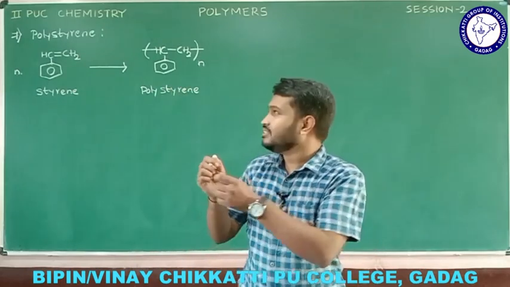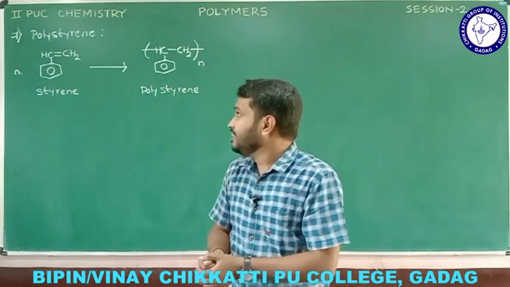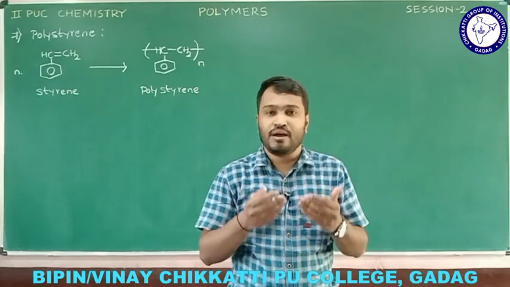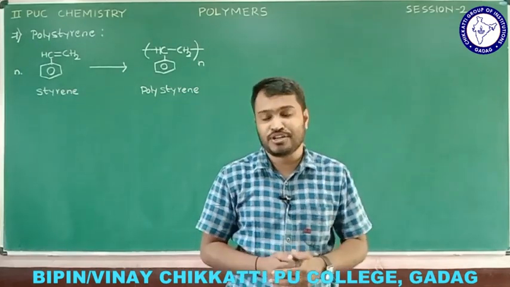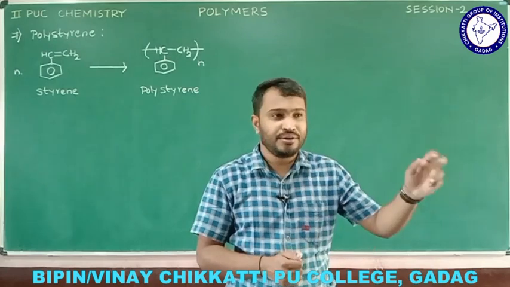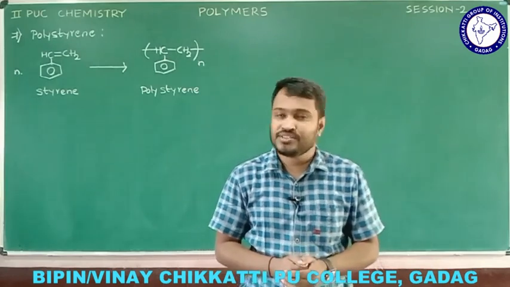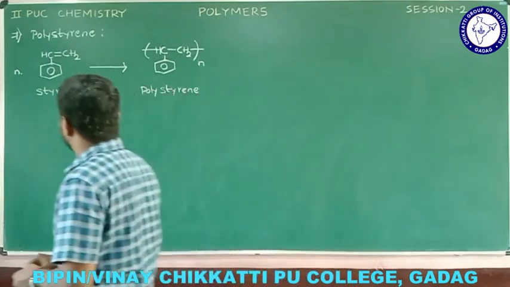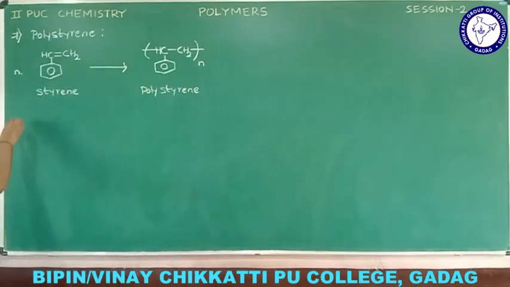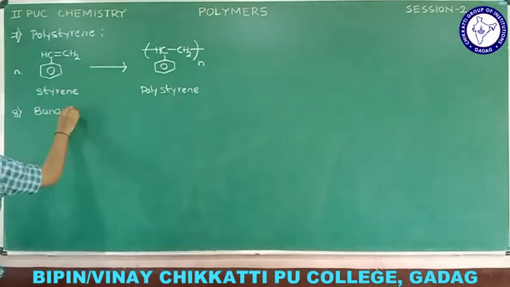And some applications: these are used in the manufacture of materials used in radio, TV, like that. So that is how we can consider the applications of polystyrene. Some other example. So this is a homopolymerization example I told you, and we will discuss one more type of addition polymerization, and that will be quite an important one, Buna-S.